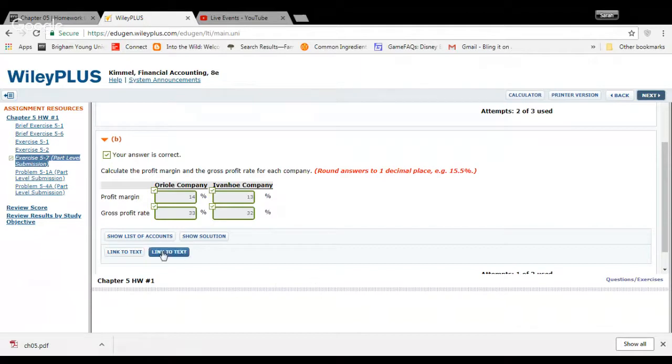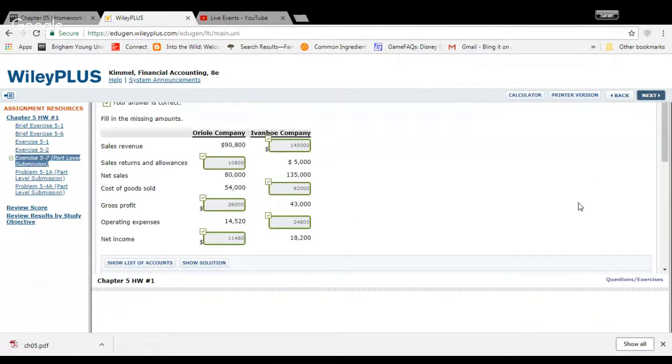And then, okay, so for gross profit rate, I believe that's up here. Yes, gross profit rate equals gross profit over net sales. So in our product, let's double check that I'm not telling you the wrong thing. Gross profit over net sales.